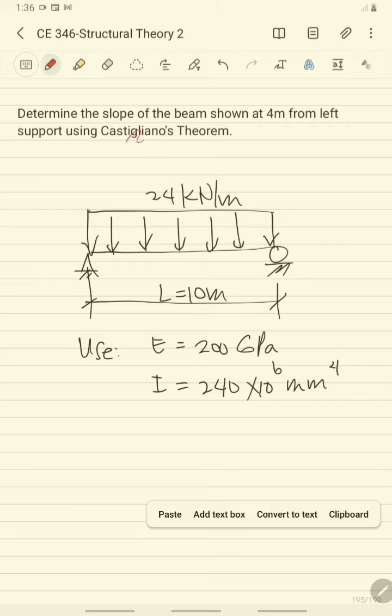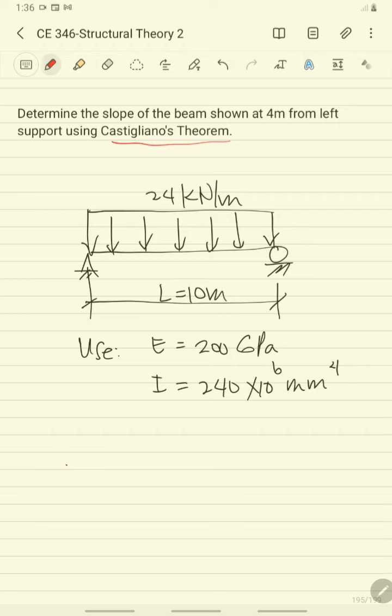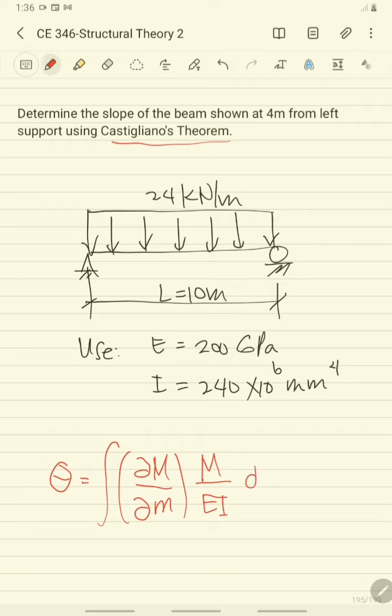Using Castigliano's theorem, in finding the slope, we have this formula. So we have slope, that is the integral of the partial derivative of the moment divided by the partial derivative of the couple moment times moment over EI times dx from 0 to L.